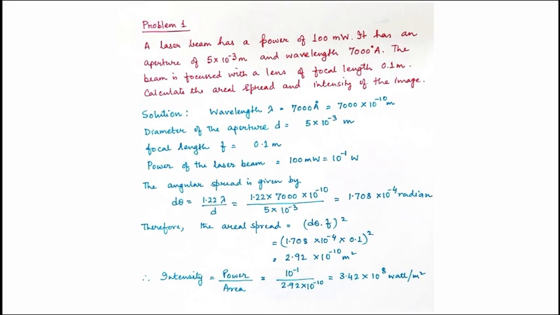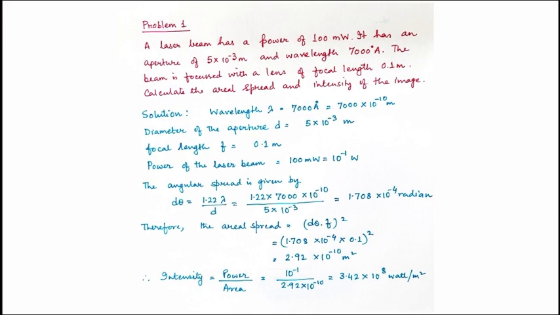A laser beam has a power of 100 milliwatt. It has an aperture of 5 into 10 to the power minus 3 meter and a wavelength of 7000 angstrom. The beam is focused with a lens of focal length 0.1 meter. Calculate the areal spread and the intensity of the image. So what are the given parameters here?